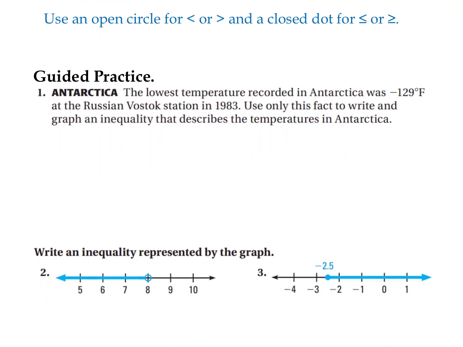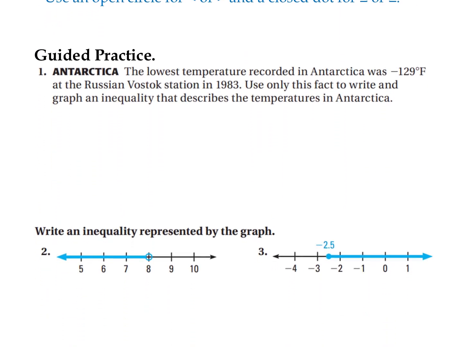So here in Antarctica, the lowest temperature recorded was negative 129 degrees Fahrenheit. That's pretty cold. At the Russian Vostok station in 1983. Using this fact, we're going to write an inequality that describes the temperatures in Antarctica. We'll use x as our variable for the temperature. So x would be greater than or equal to negative 129 degrees Fahrenheit. It can be equal to negative 129 or anything bigger than that.